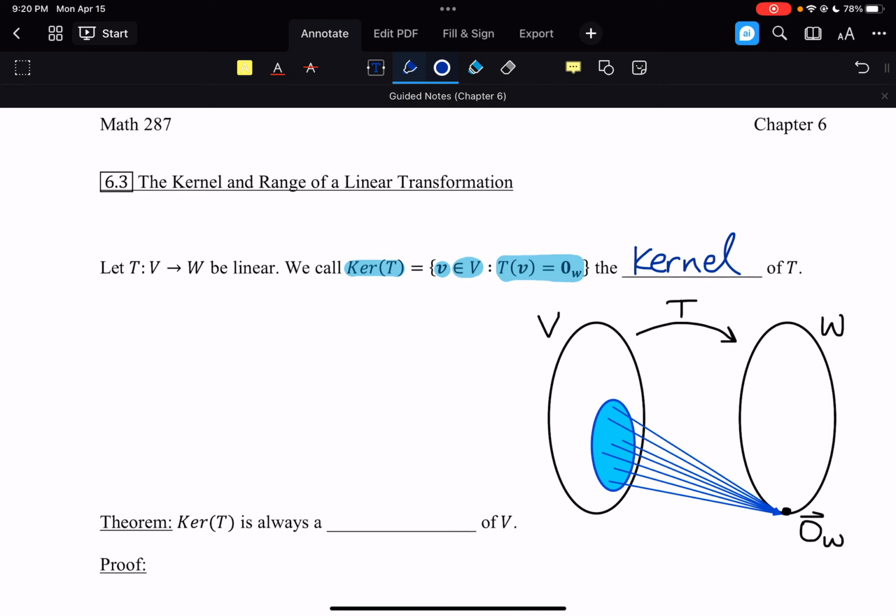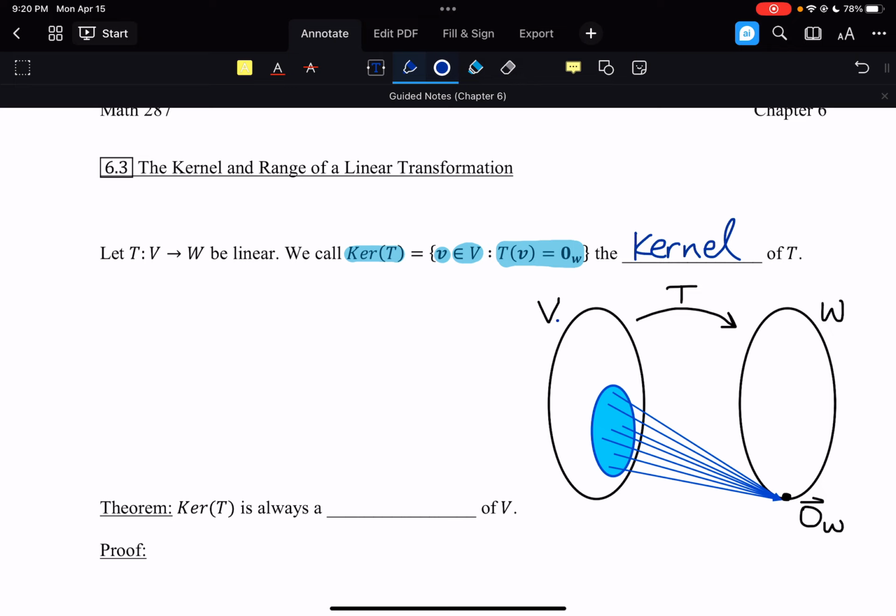So visually, you can see on my little diagram right here, we've got the vector space V that gets transformed into the vector space W. And you have all the elements in this region right here. All of these, when you run them through T, produce the zero vector in W. So everything in this set is an element of the kernel of T. So the kernel is all those vectors that get transformed into zero.